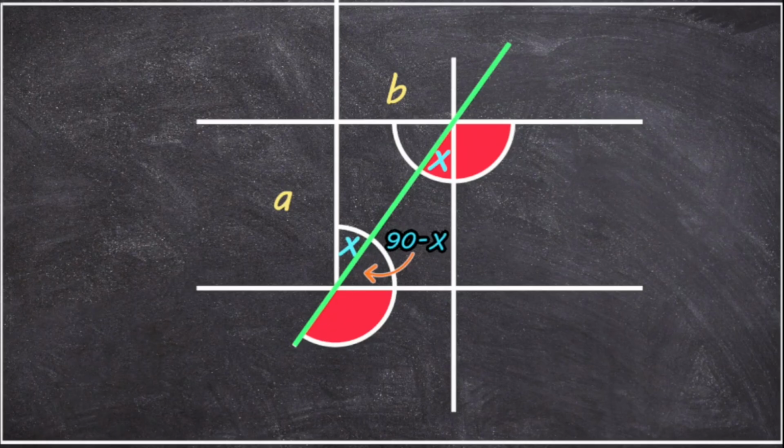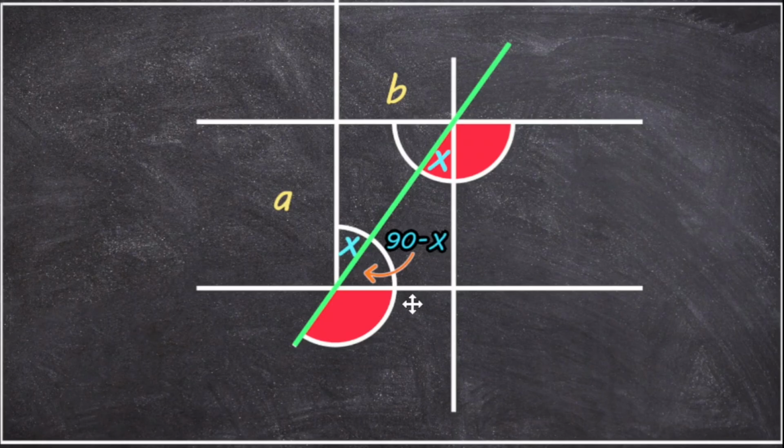And if you ignore the x angle and consider the fact that the transversal is a straight line, the 2 angles make up the angle on that straight line. The sum of angles on a straight line is 180 degrees. So the sum of these 2 angles, 90 minus x, and the red angle must be 180 degrees.